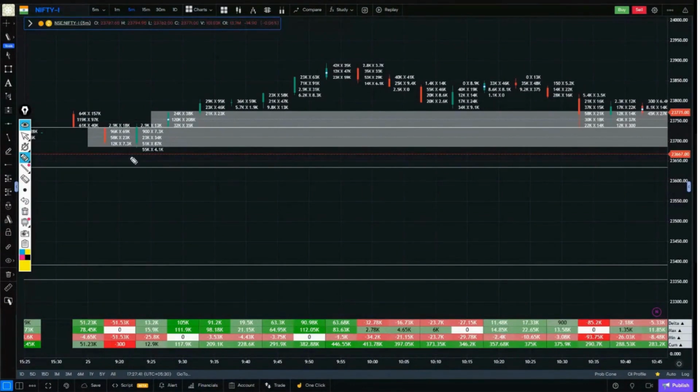After the selling absorption by the buyers, again in the next candle, there was a positive delta of 91,000, and the most buying activity occurred here. Okay, so the selling was absorbed. Aggressive buyers entered from here, and the price moved up to this point.